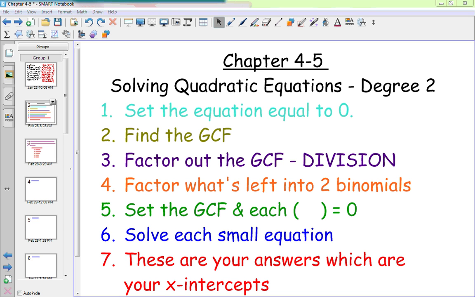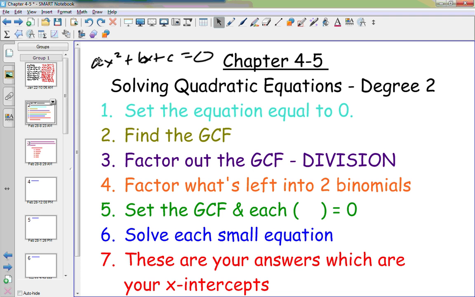Okay, chapter 4-5. What are we talking about today? We're talking about solving equations. What makes something an equation? When it has an equal sign. That's what makes an equation. What's a quadratic equation? Ax squared plus bx plus c is equal to 0. That's what makes it quadratic. It has degree 2. You understand that?